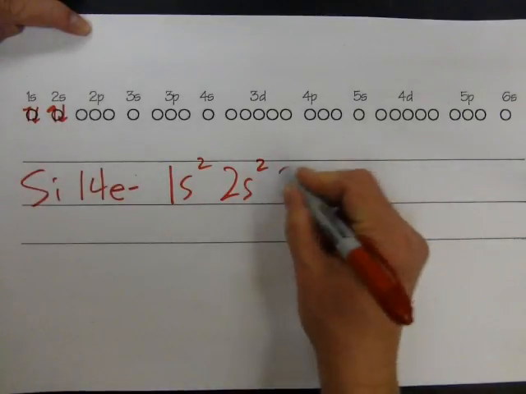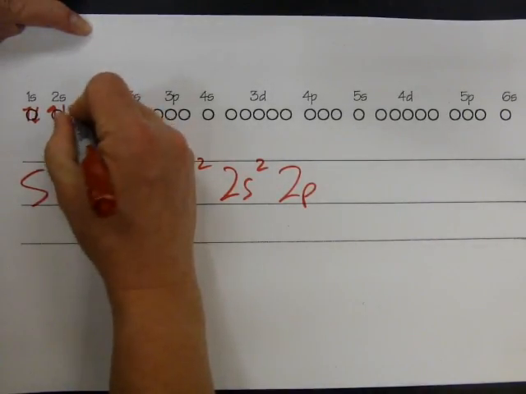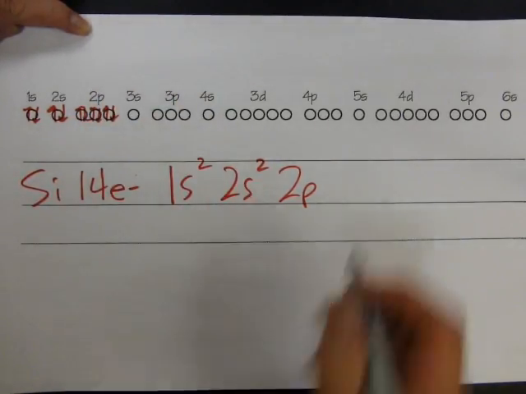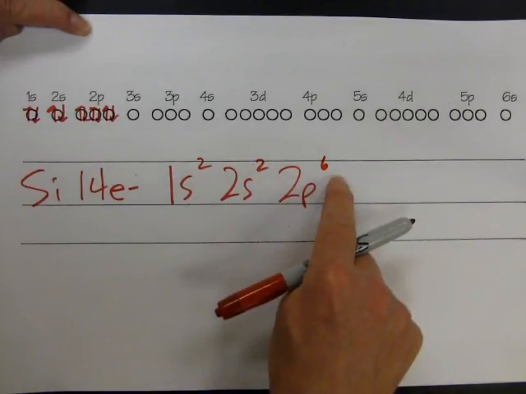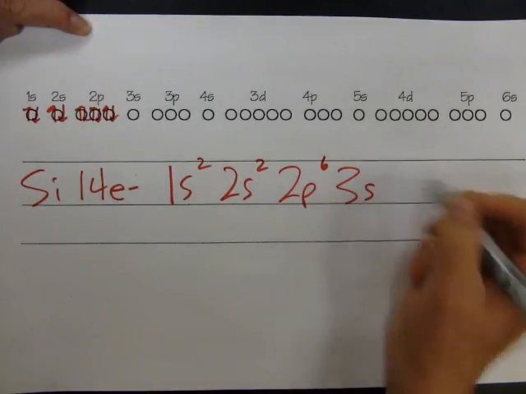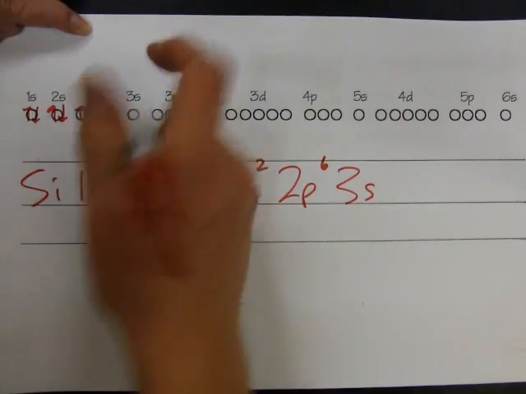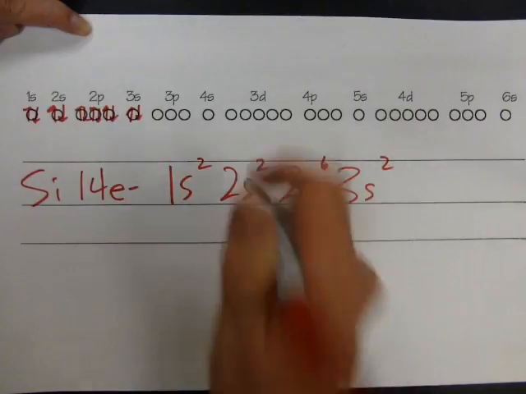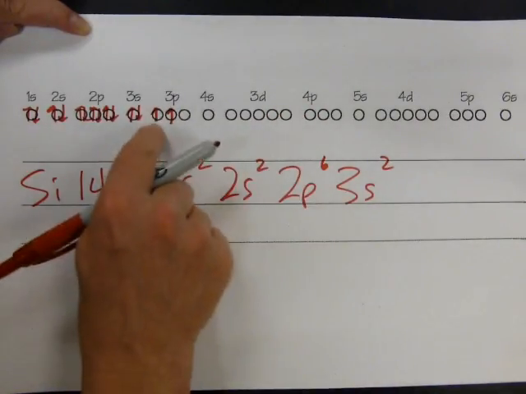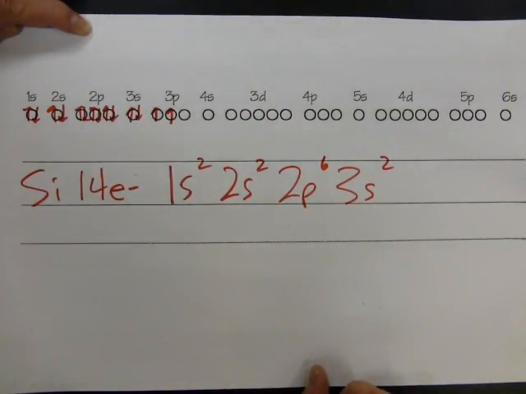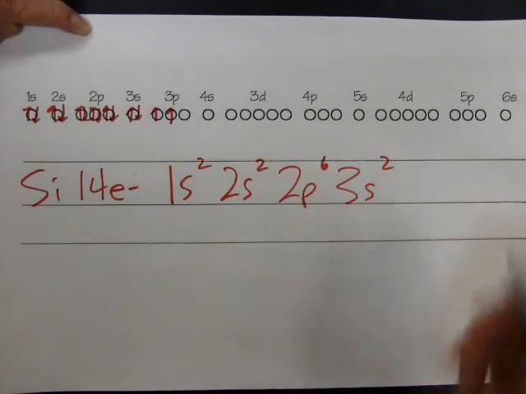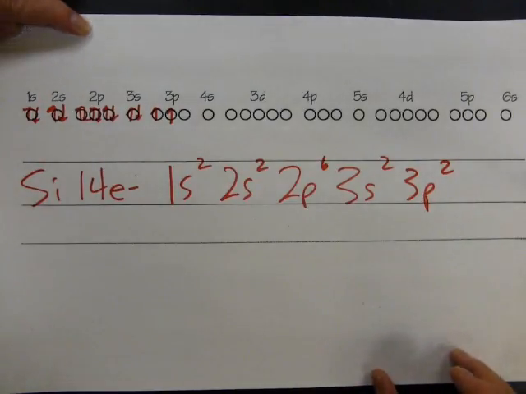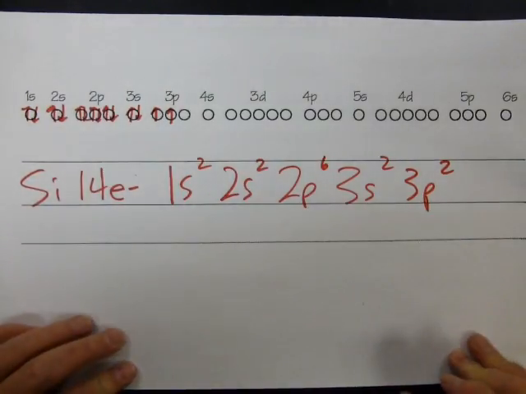The next orbital, the 2p orbitals, we have room for 1, 2, 3, 4, 5, 6 electrons. So 6, I've counted up 10 electrons so far. In the 3s energy level orbital, I'll put 2 more electrons. 1, 2. Now I'm up to 12 electrons. And here's 13 and 14. They go into empty orbitals before we pair them up. So 3p2.